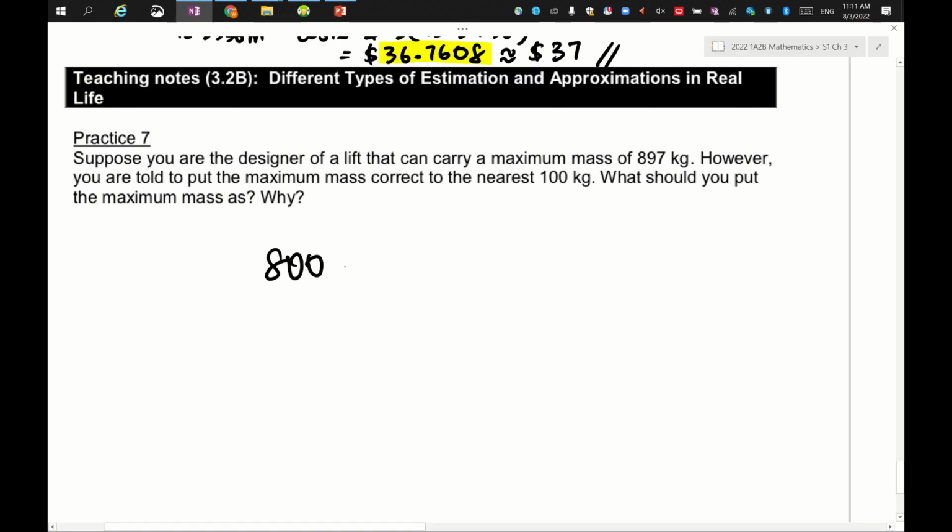Very strangely. Any other options? Any other options? 900? Any other options? I think it probably boils down to these two. What would you choose, 800 or 900 as the weight limit? If you're the designer, and your engineer tells you, hey boss, this lift maximum can only carry 897 kg. Anything more than that, the cable snaps, very dangerous. People may get injured. Okay?